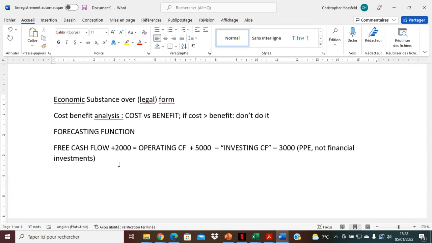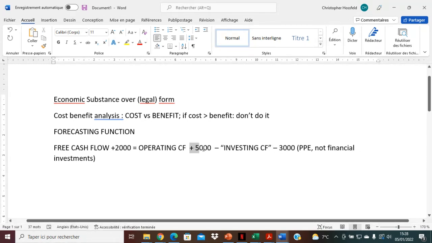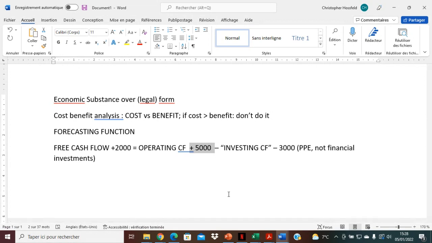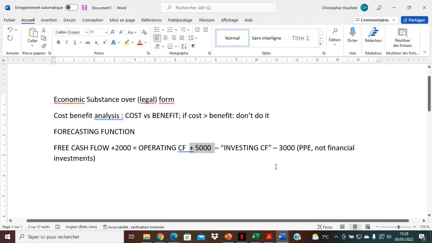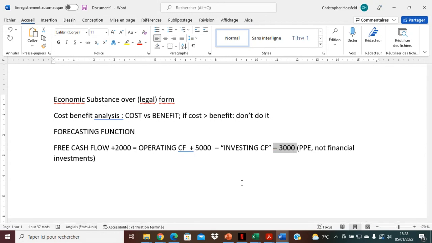Okay, so what does that mean? Well, it means with my core business, producing and selling my products, I generated cash, not profit. I generated cash of 5,000. So my clients paid me 5,000 more than I needed to pay to my suppliers. And now I take part of those 5,000, actually, I take 3,000 and I spend them on reinvesting in my business. Because mostly I buy PPE.